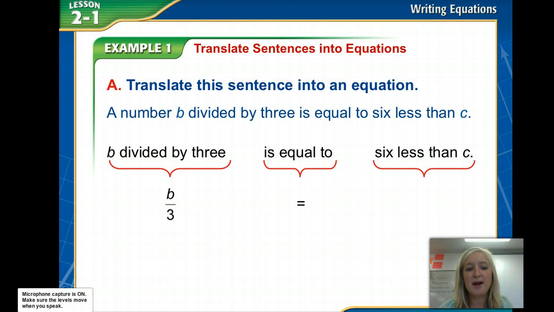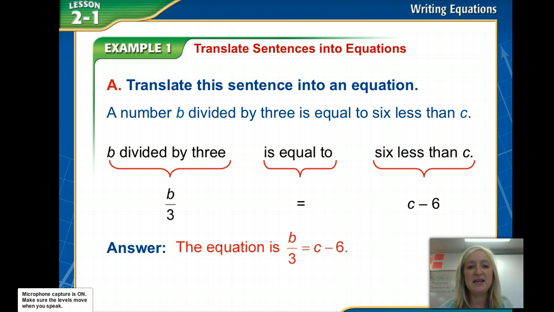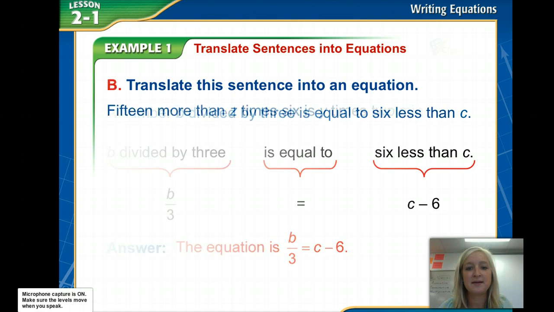Next step is to break apart each of these algebraically. So b divided by 3, is equal to is my equal sign, and 6 less than c. Remember that your variable always goes first, so it's represented with c minus 6. So my answer is b divided by 3 equals c minus 6.